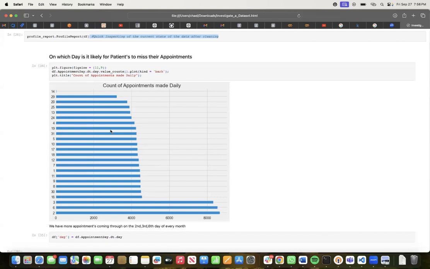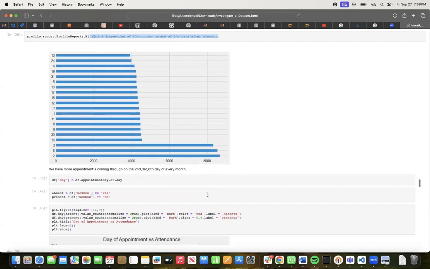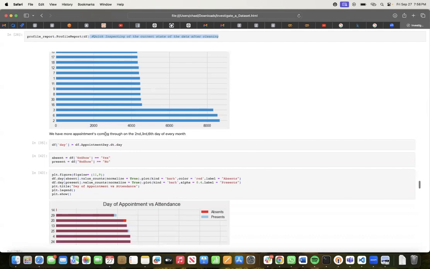Okay. So the day that we don't have a lot of appointments at all is the 29th day of the month. Not a single month, it's actually spanned from lots of months, so it's an aggregation of lots of months. On the 2nd of every month, looks like we have very large and significant 2nd, 6th, and then 3rd. We have a significant amount of appointments on these days. So we have more appointments coming through on the 2nd, 3rd, and 6th day of every month.